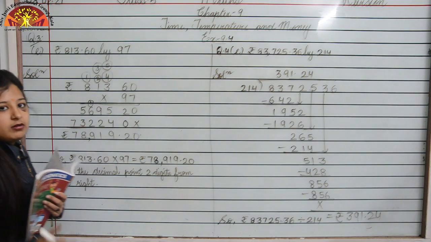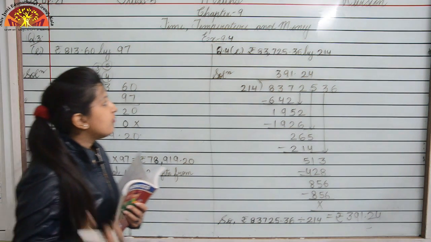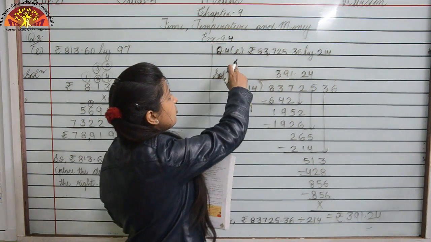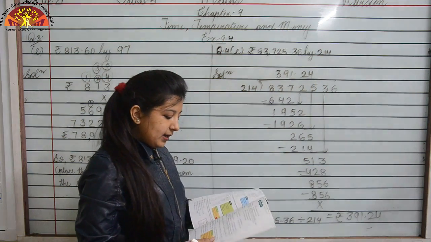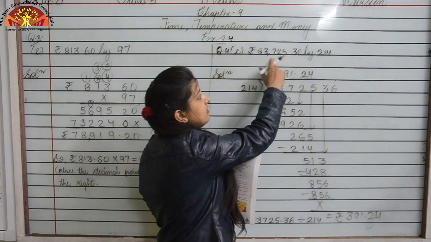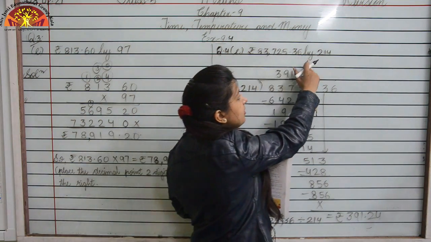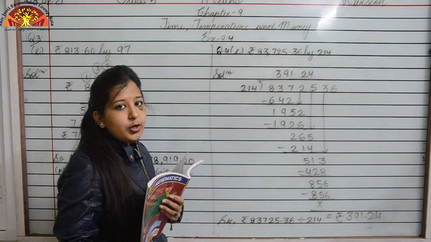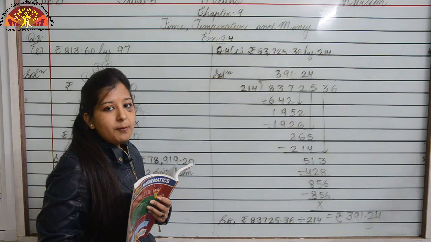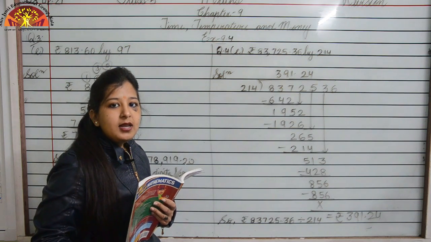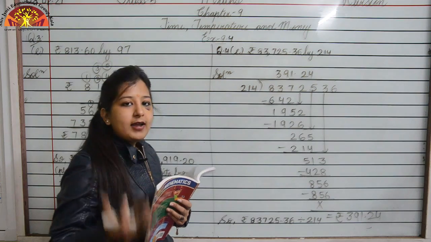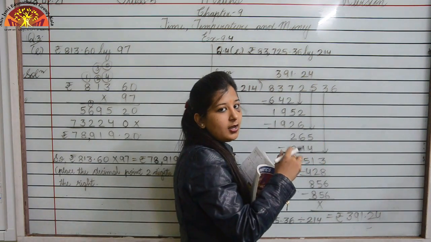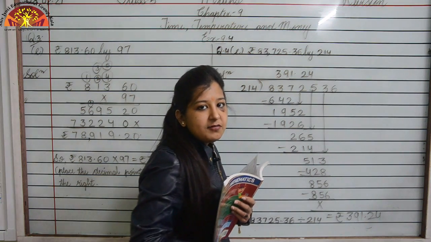Now we are going to revise E part of question number 4. So here is the E part of question number 4, that is divide 83,725 by 214. Here we can also remove the decimal from the solution, but don't forget to put the decimal in the final answer. So I have already removed the decimal. Now we are going to start doing division.